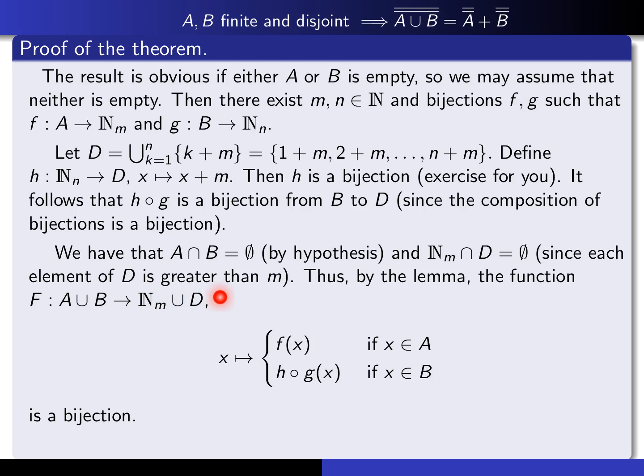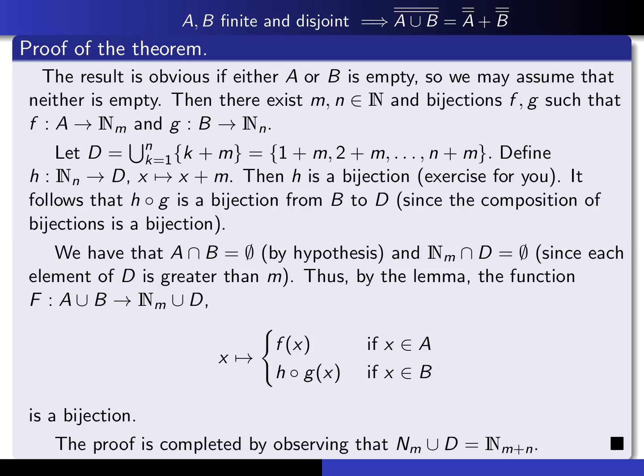Well, what is n sub m union D? N sub m gives you all the natural numbers from 1 to m, and D picks up from m plus 1, 2 plus m, and goes all the way up to n plus m. So this union is actually n sub m plus n. And so we have our bijection from A union B to n sub m plus n, and that's exactly what we need to assert that the cardinality of A union B is m plus n. So you see here that in my proof I said the proof is completed by observing that n sub m union D is n sub m plus n.